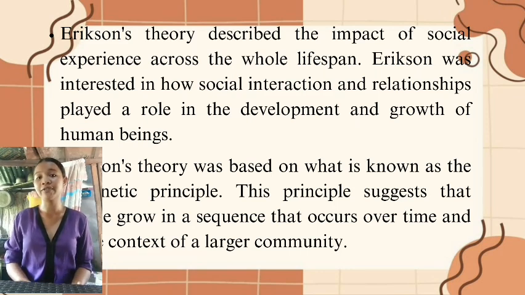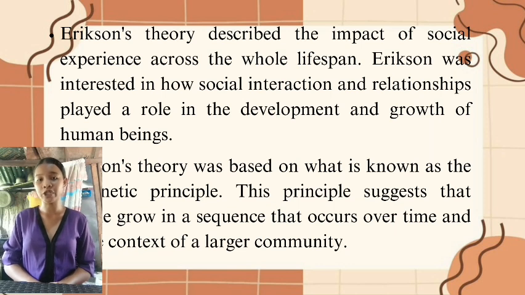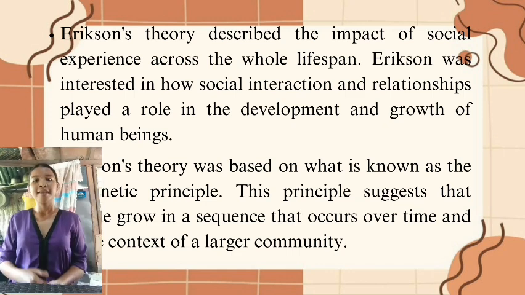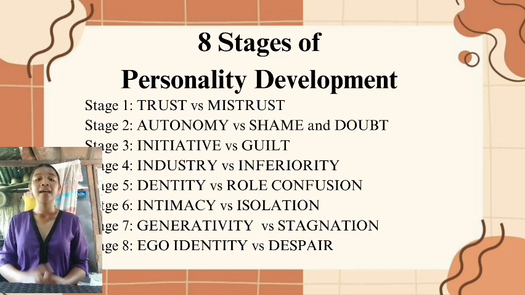Erikson's psychosocial development theory proposed that personality growth occurs through 8 distinct stages, shaped by social and cultural influences. While Vygotsky focused on dynamic interplay, the stages that make up Erikson's theory are as follows. The first stage is trust versus mistrust. It occurs in infancy, from birth to 18 months.